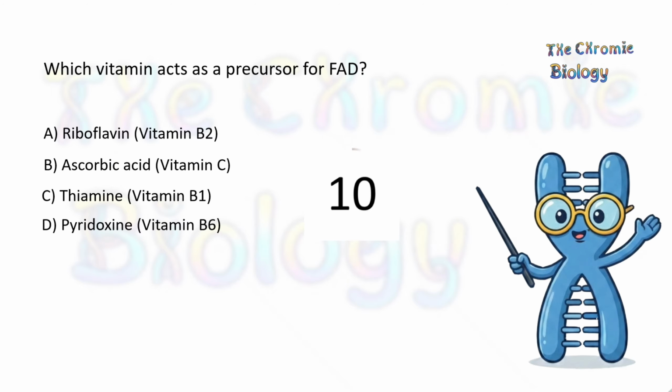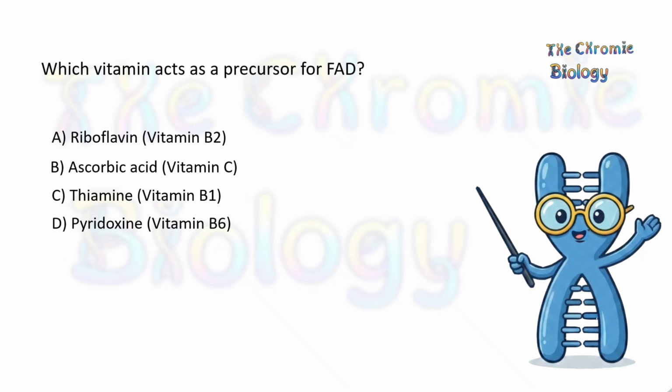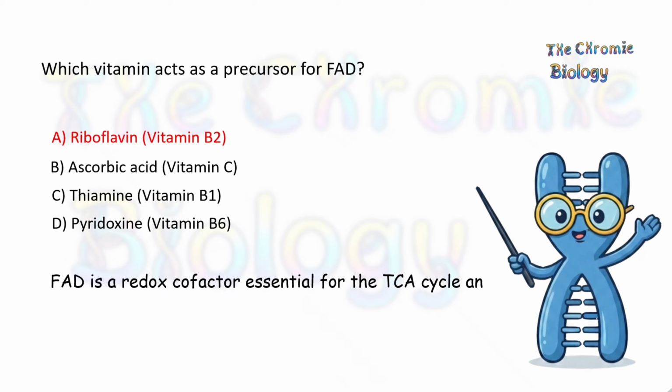Here is your countdown. The answer is riboflavin, vitamin B2, because FAD is a redox cofactor essential for the TCA cycle and fatty acid oxidation.